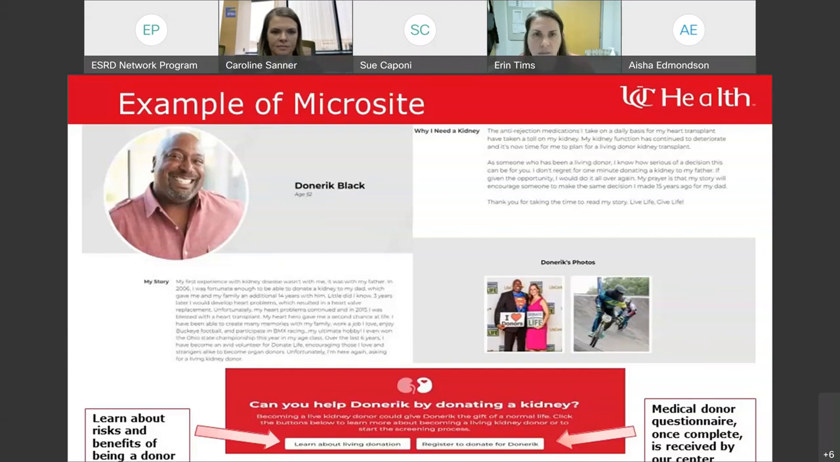So these microsites are amazing. We have been doing these now, I think, for 2 years. Don't quote me on that time, but they've really gotten a push, and the National Kidney Registry has seen a lot of success with these. And so we are definitely doing these for our patients.